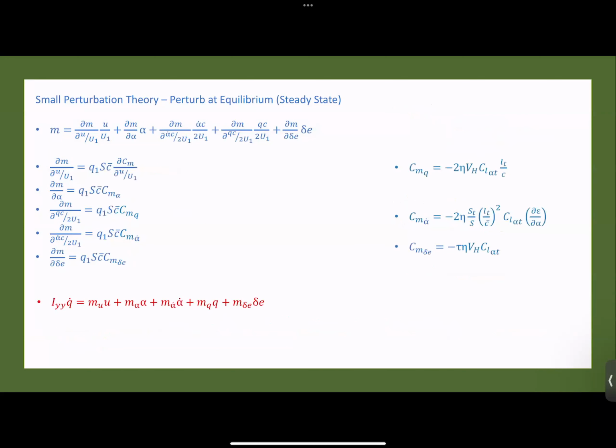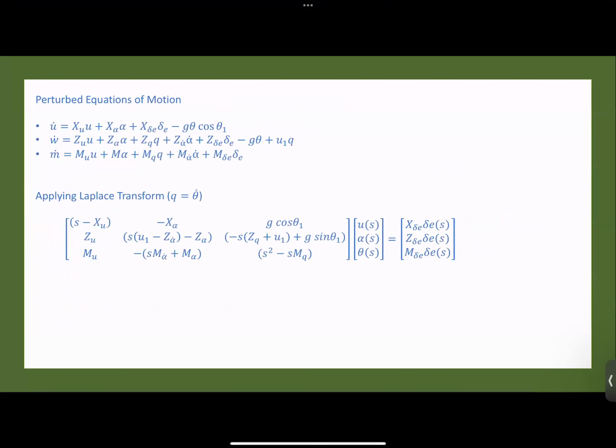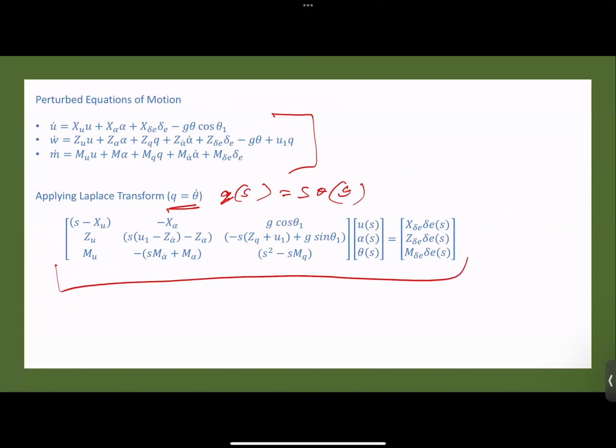All right. So this is the final equation for the Q dot. So you have U dot, W dot, and Q dot. These are the three quantities. This is the compact form of the three equations, and we apply their Laplace transform. If you take the Laplace transform of this equation, you get Q of S equals S theta of S, correct? So if you use this and write the above three perturbed equations of motion, you get a compact matrix form like this, okay?